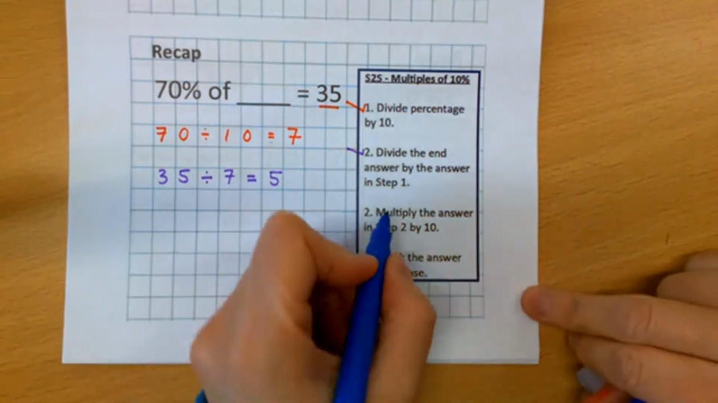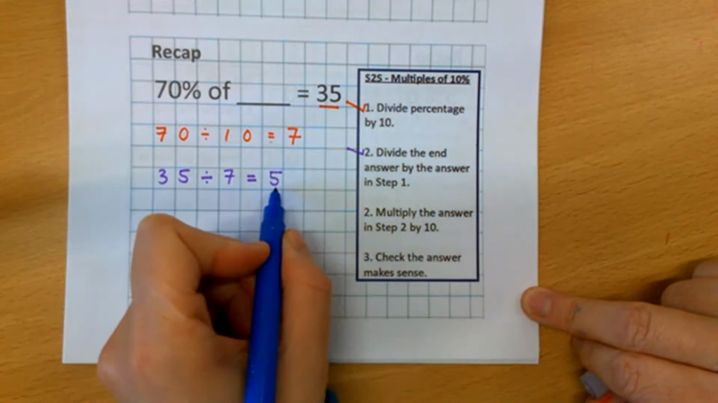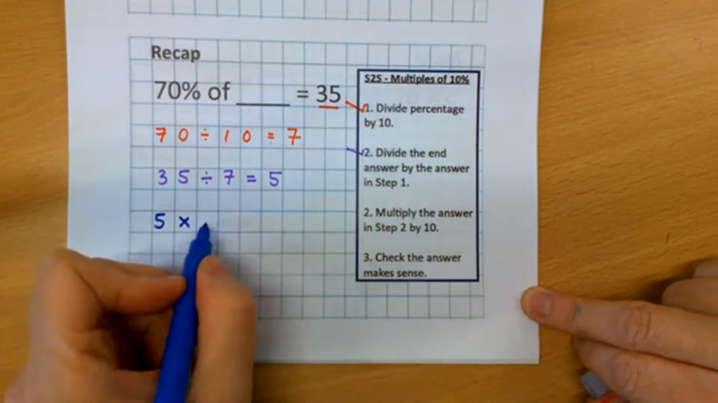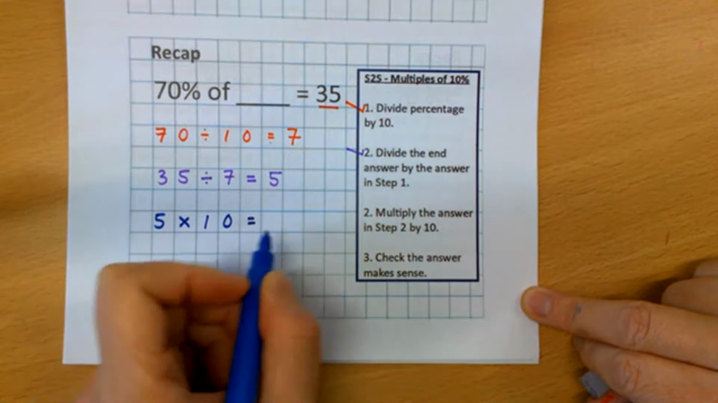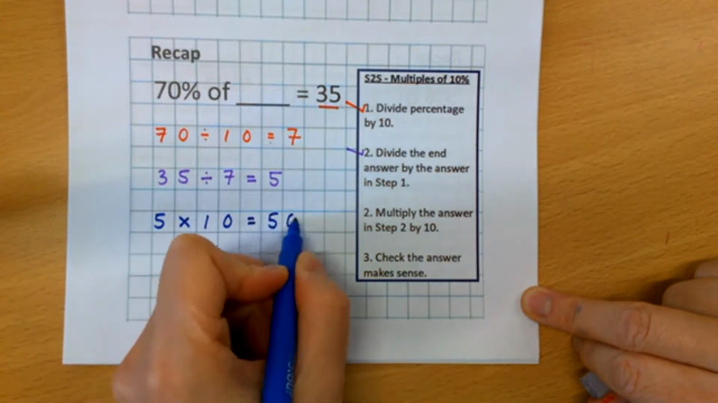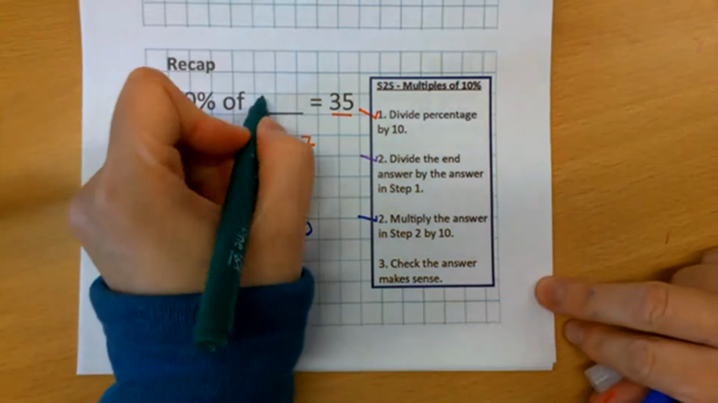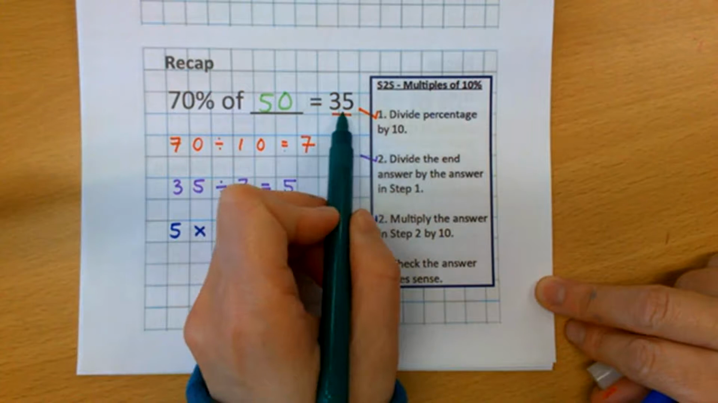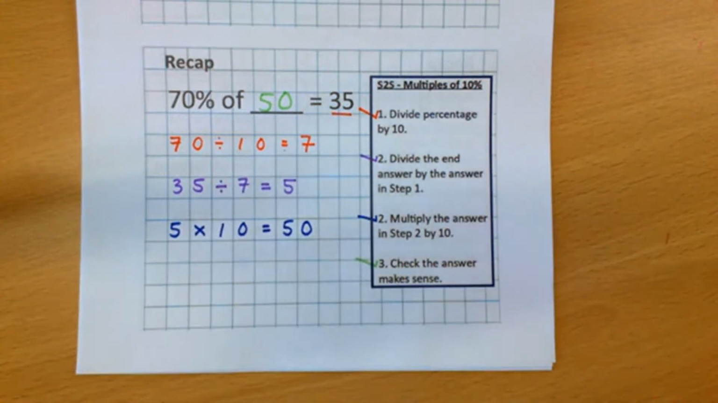Now, the next step, I'm going to multiply the answer in step 2. So the answer in step 2 was 5. And I'm going to multiply that by 10. So 5 times 10 equals 50. Great. And now I'm going to check that that makes sense. So I'm going to write 50 there. Is 50 greater than the answer at the end, 35? Yes, it is. So I know that that answer is correct.